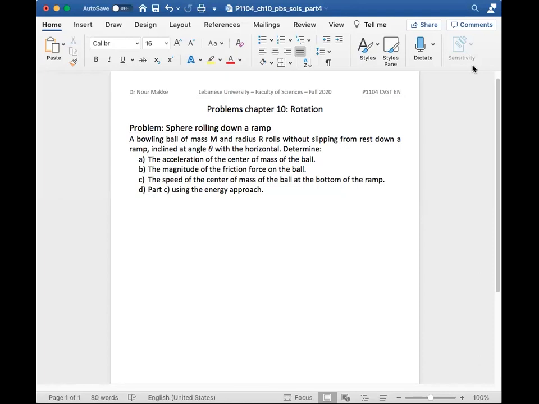And finally, you have to repeat part C. So you have to determine again the speed of the center of mass of the ball, however, using the energy approach and not the approach that you used in parts A, B, and C. So let's move on to the whiteboard.